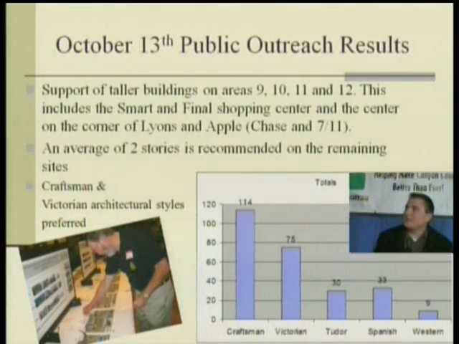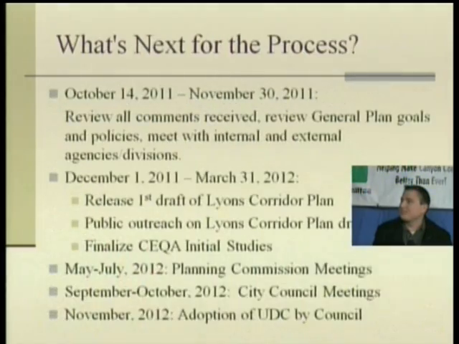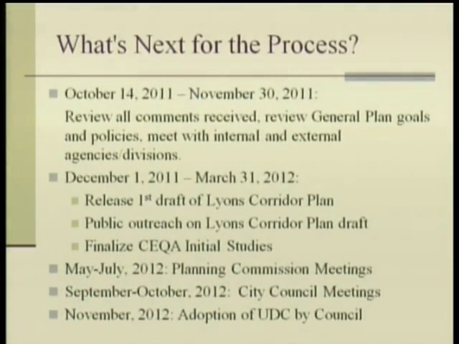This is the results of the October 13th meeting. So pretty much confirming that Craftsman, Victorian, and a little interesting is that Spanish was a little preferred more than Tudor. But as you can see, Craftsman and Victorian were really the desired architectural styles for Lyons Avenue, confirmed at the October 13th meeting. And we also saw some support for some taller buildings, potentially closer to 3 stories for some of our areas, if you're familiar where Smart and Final is, and some of the medical areas over in that area. So basically, what's next for the process?